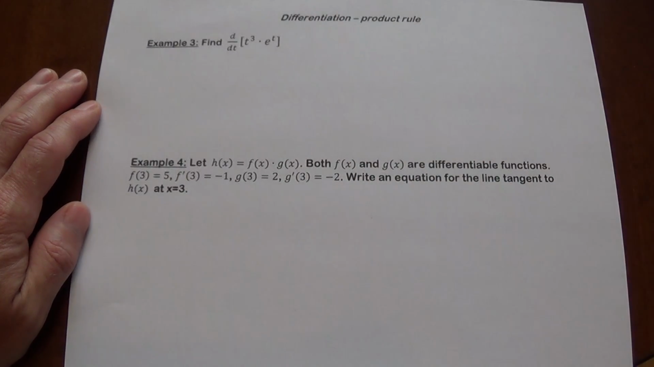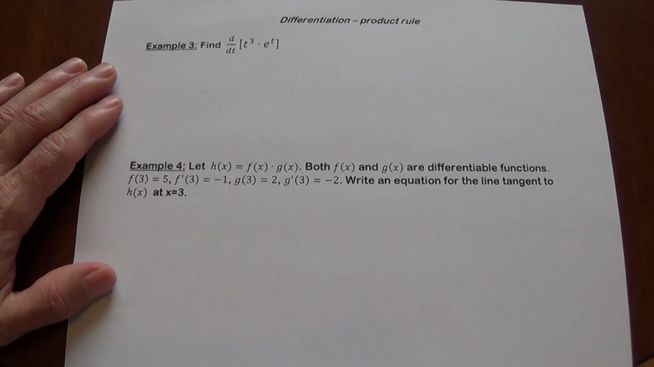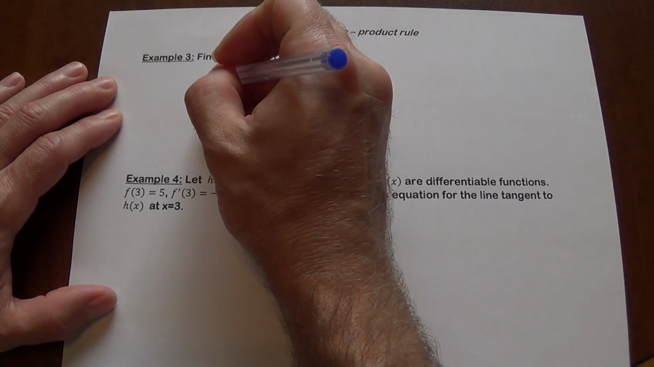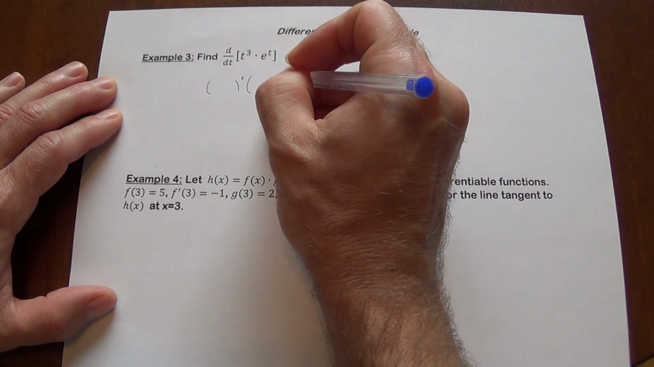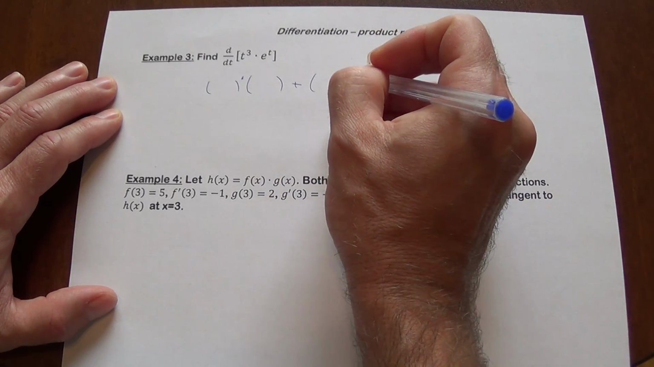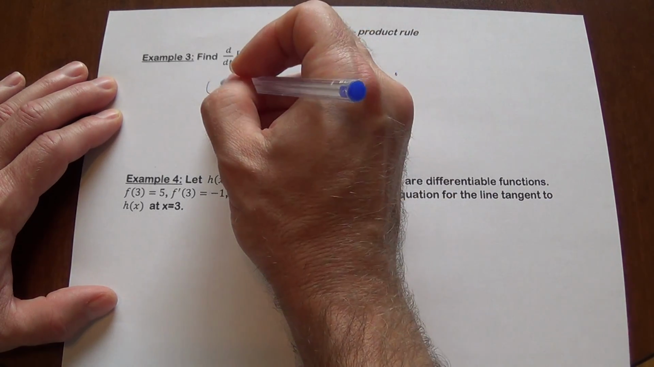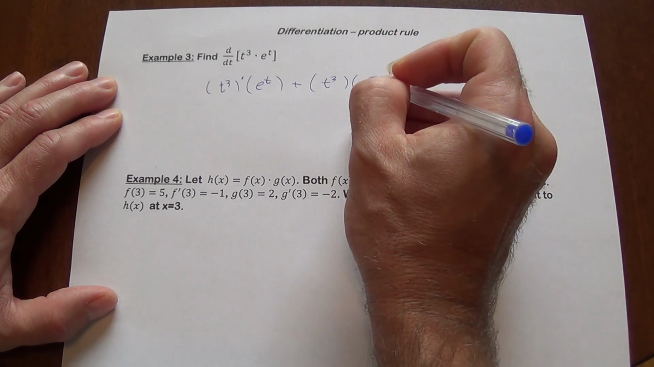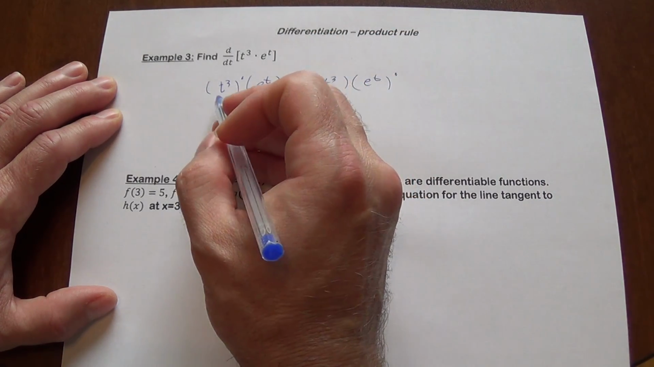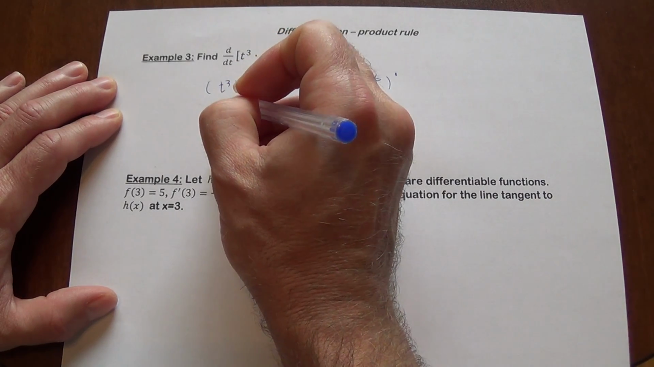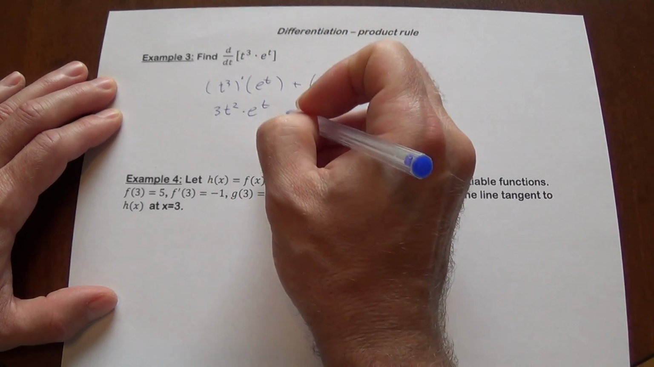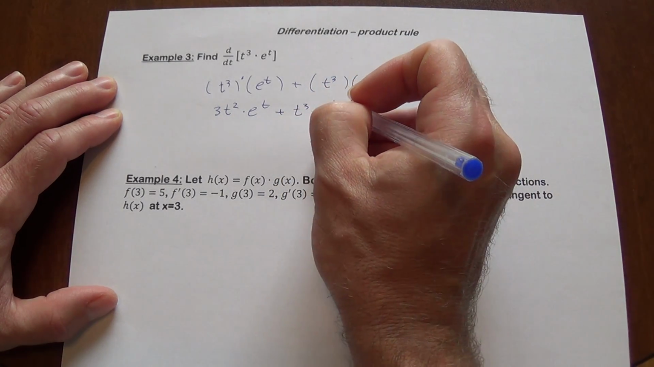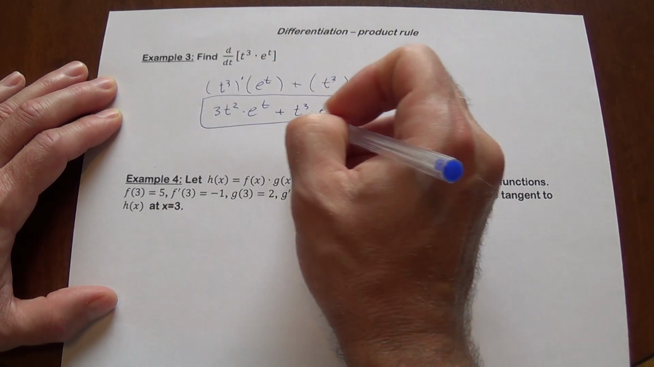Example 3, you have d over dt of t cubed times e to the t. Again, we're setting up the template. t cubed, e to the t, t cubed, e to the t. Derivative of t cubed is 3t squared times e to the t, plus t cubed times the derivative of e to the t, which is e to the t, and we are done.